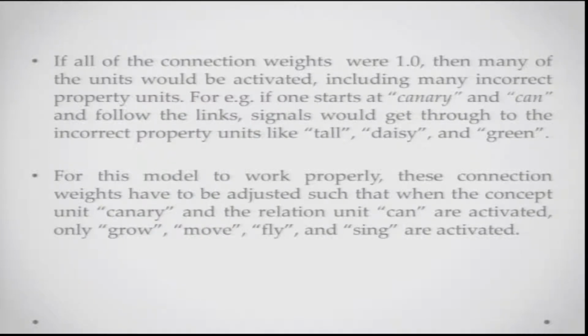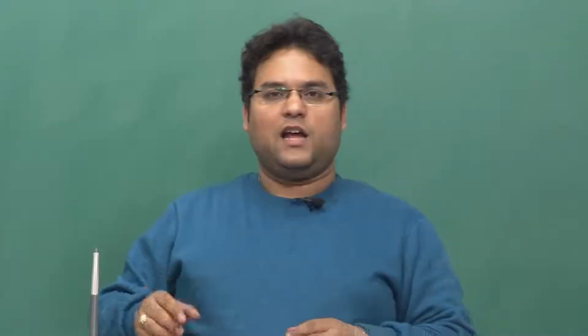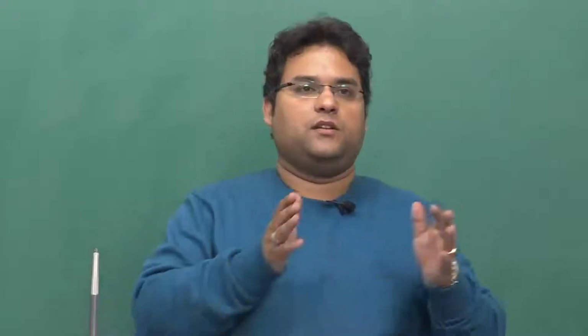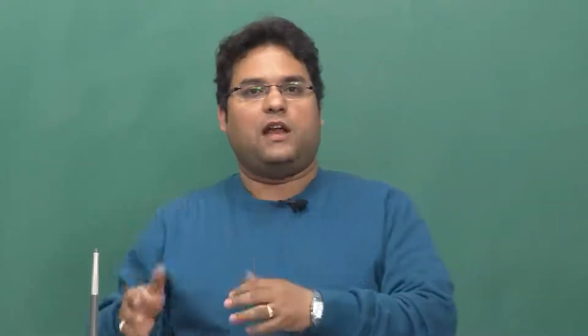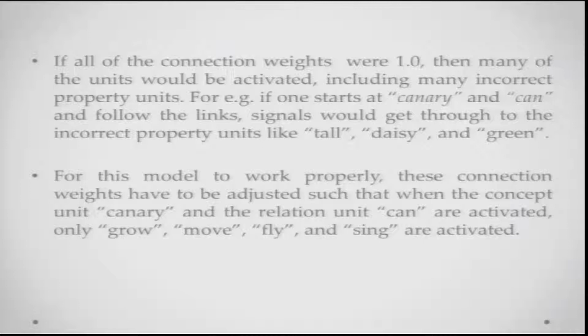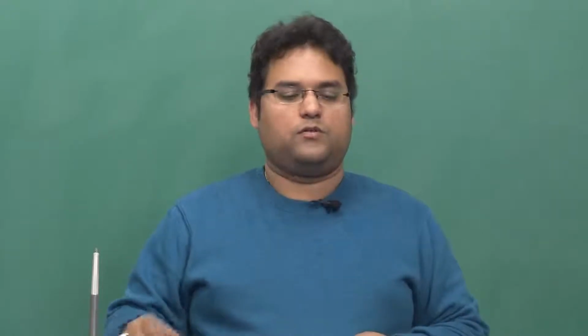So for this model to work properly, these connection weights need to be adjusted. The connection weights basically determine how the output is going to be generated, and so they have to be adjusted in such a way that when the concept unit canary and the relation unit can are activated, it only leads to these 4 units that represent what a canary can do: grow, move, fly and sing. How does this connectionist network learn to come up with this final answer? What is going to happen? What kind of learning is taking place? Let us look at that a bit more closely.